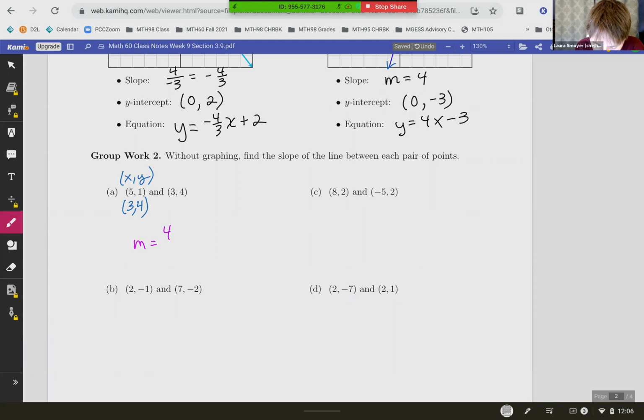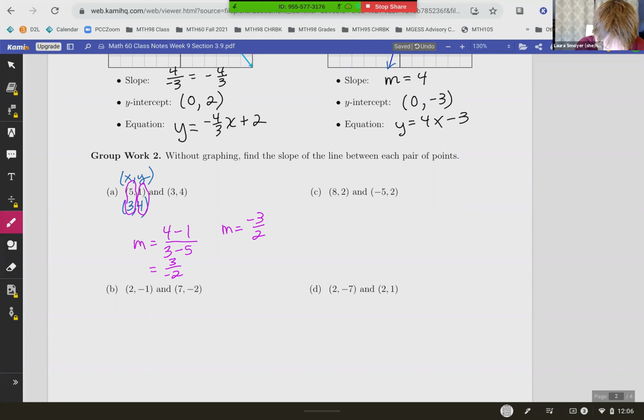So I'm going to start with the 4 minus 1, those are the two y values. And then I have to start with the 3 because I started with the 4, so 3 minus 5. And I get 3 over -2. I should rewrite that as -3/2. I cannot keep that negative in the denominator in a simplified form. They're equivalent, but only the final form I wrote is actually simplified.